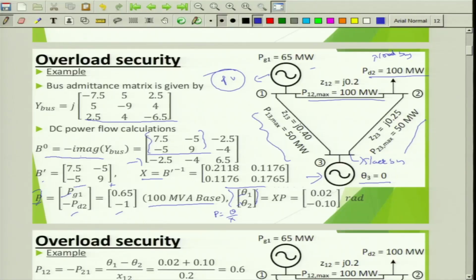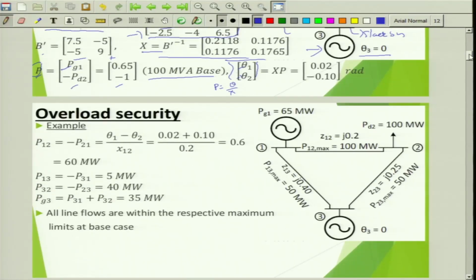Now you get the phase angles, because you know what is x and you know what is P. We are ignoring the third item because this is connected to the slack bus. We are not interested. We are interested to find out theta 1 and theta 2 only. Theta 3 anyway is reference, that is known to you. Now once you get theta 1, theta 2, theta 3, it is very easy, straightforward to obtain line flows.